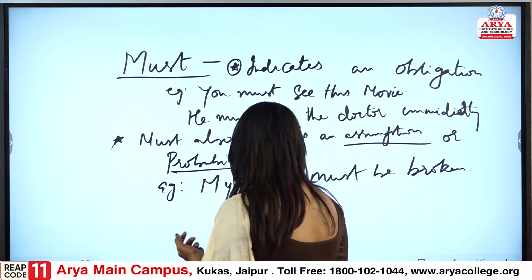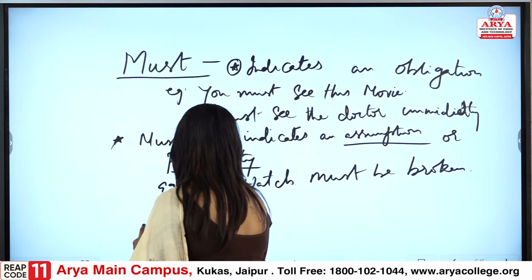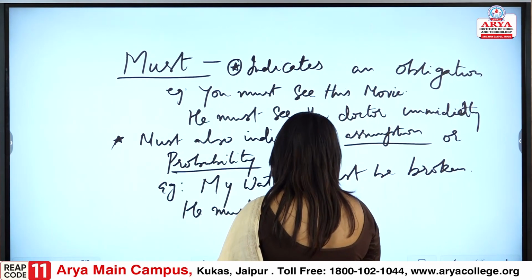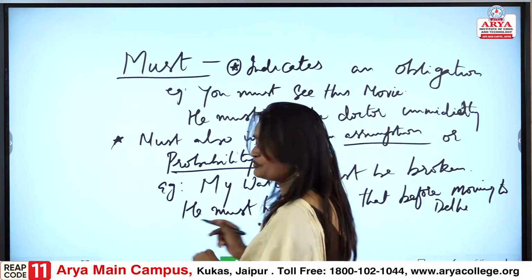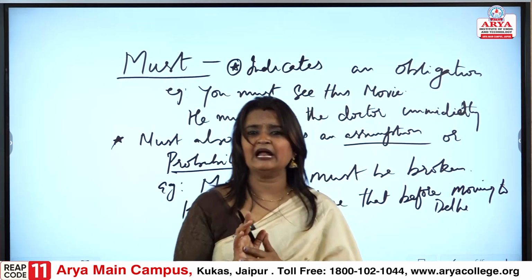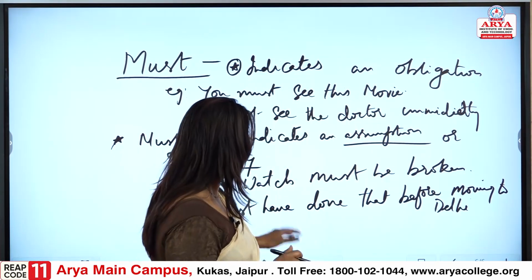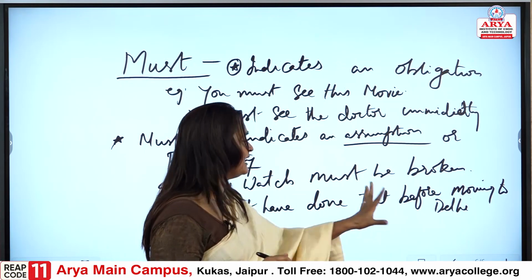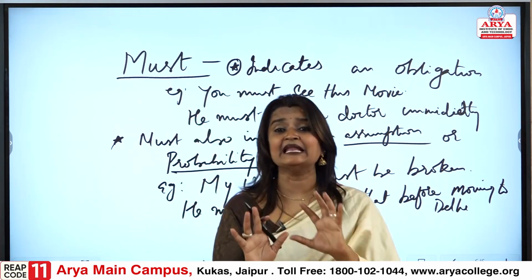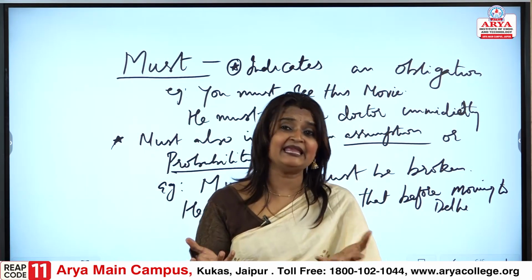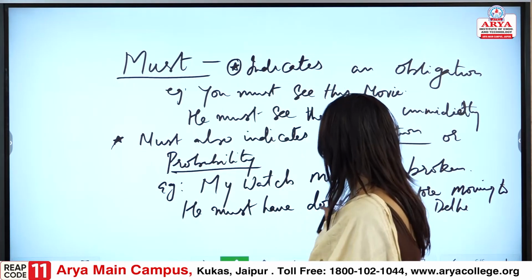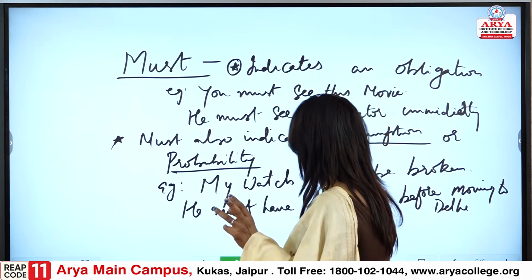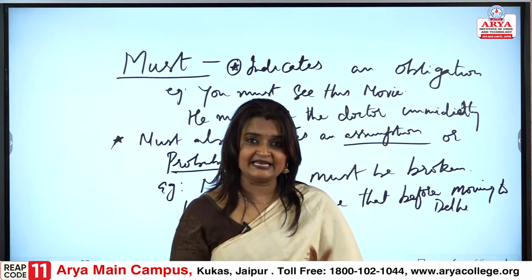Or let me give you a better example: he must have done that before moving to Delhi. It might be something important that needed to be done. We are not sure whether he has done it or not, but it is probable; we are assuming it. Again, he must have done that before moving to Delhi.